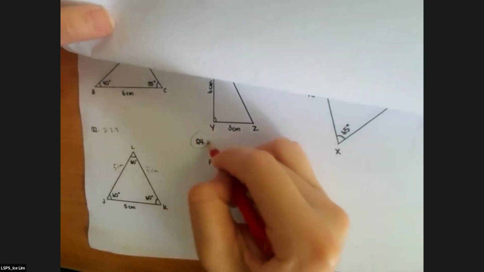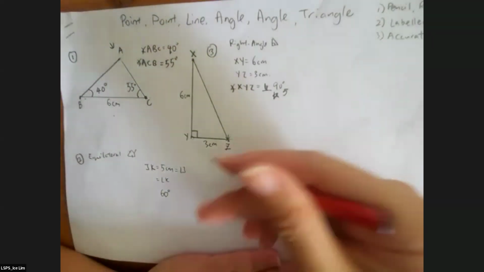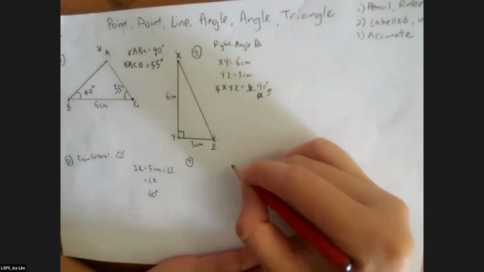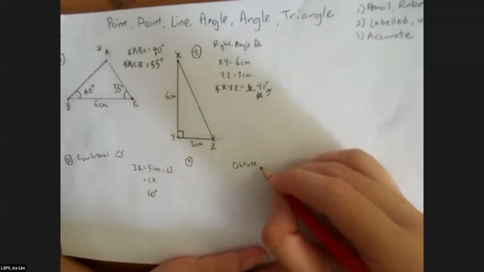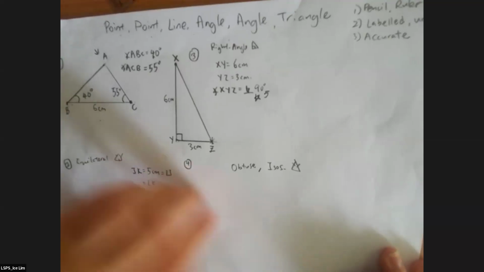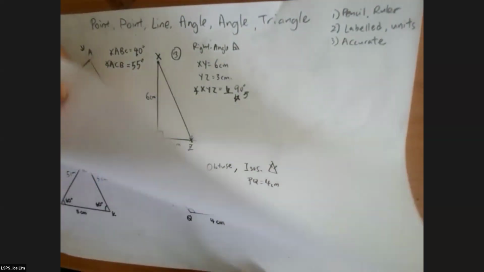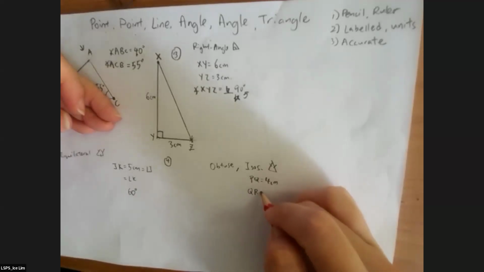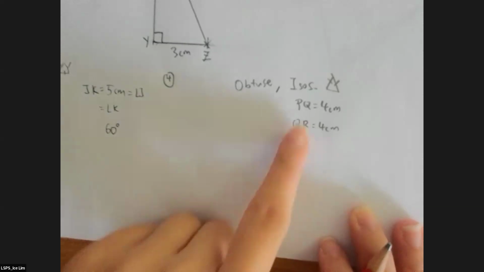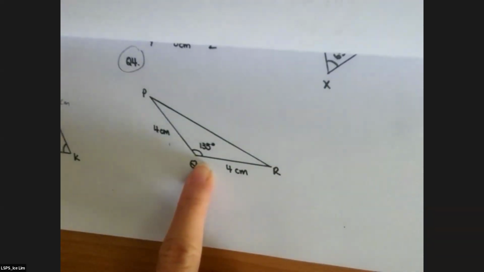Okay, the question I want to go through is question 4 because it's an obtuse triangle, which is a bit harder. Obtuse and isosceles. So for question 4, this particular triangle is an obtuse triangle because it has an angle that is obtuse as well as it's an isosceles triangle. Isosceles, that means 2 sides are the same. Which 2 sides are the same? You have PQ equals to 4 cm and QR equals to 4 cm. Okay? PQ is 4 centimeter, QR is 4 centimeter, and the angle given is PQR. Angle PQR is obtuse, is 135 degrees.